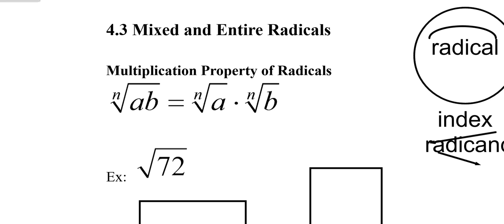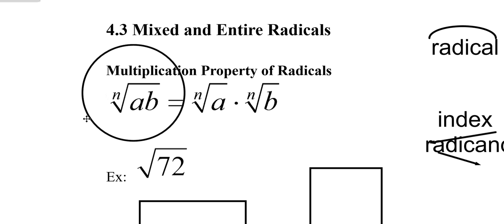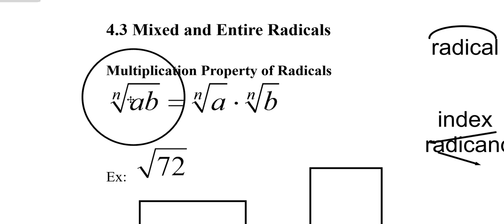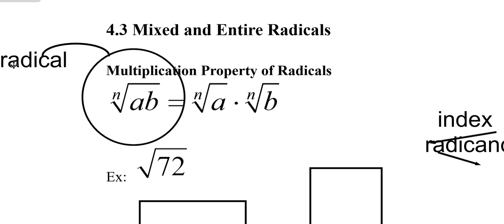Today's lesson is on mixed and entire radicals. Before we get started, we're going to start talking about the parts of a radical. In order to do that, a little reminder: this entire thing, the whole thing, the square root, the index, all of it is called a radical. The entire thing is what we call a radical.